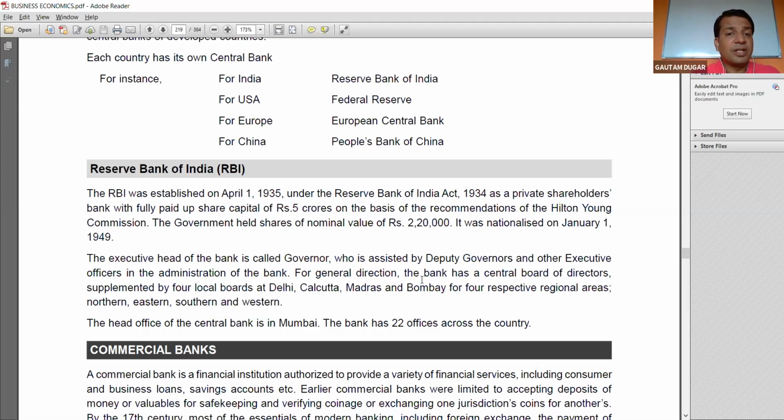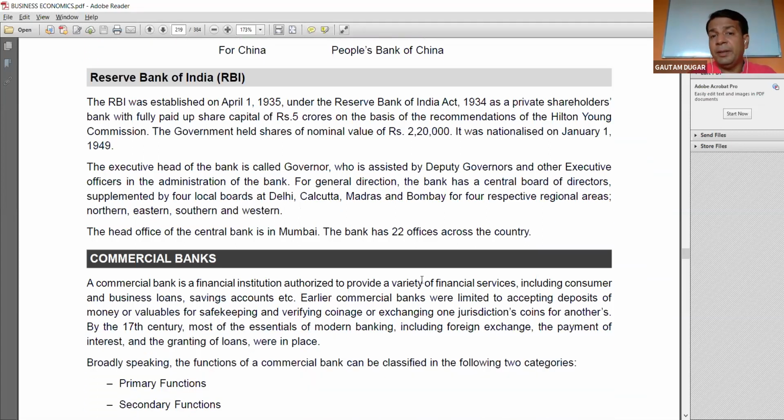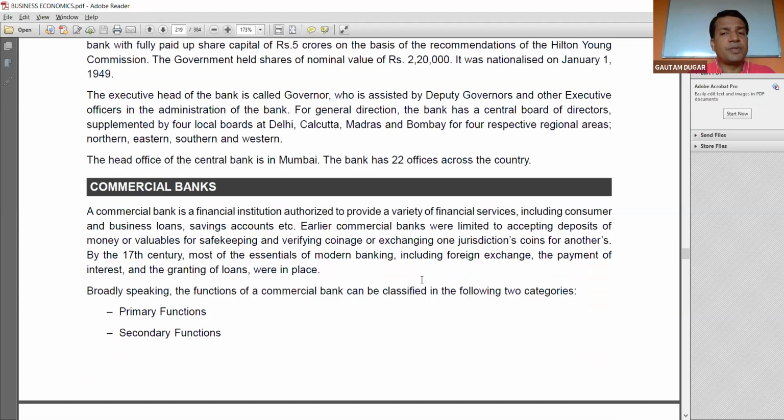You must also remember the executive head of the RBI is called the governor. On the currency notes, we find the signature of the governor, right? And you must also know the headquarters of RBI is in Mumbai, and it has 22 offices across the country.